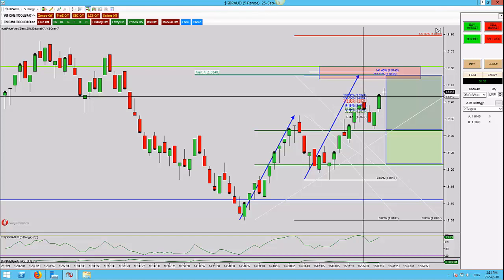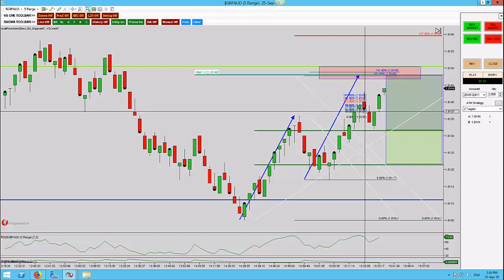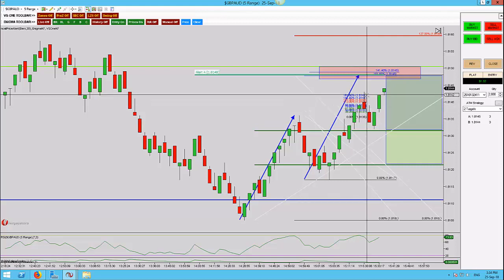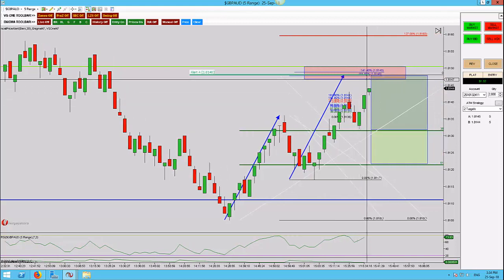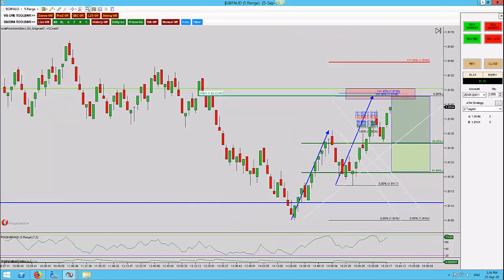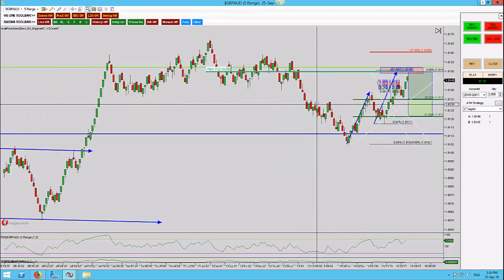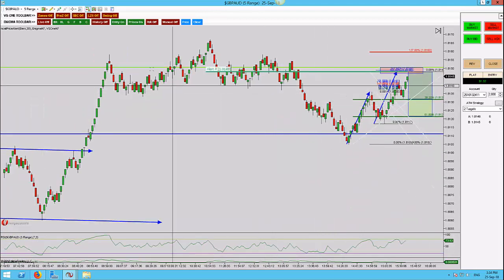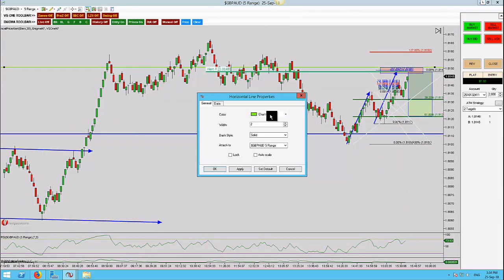We're on the pound Aussie here, 5 range, and I'm just waiting for an AB equals CD pattern that has a nice fib cluster. We've got a 1618 inversion, a 141 extension. It's coming in at the 18150 psychological number. It is coming in at this yellow line.